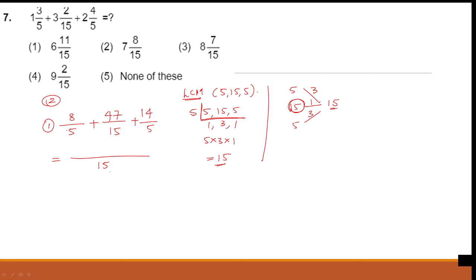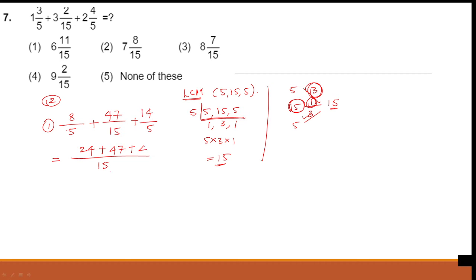This 5 in 15, how many times? 3 times. So 3 8s are 24, plus 15 in 15, 1 time. See here, I'm writing here. 1 into 47, 47, and 5 in 15 again 3 times.